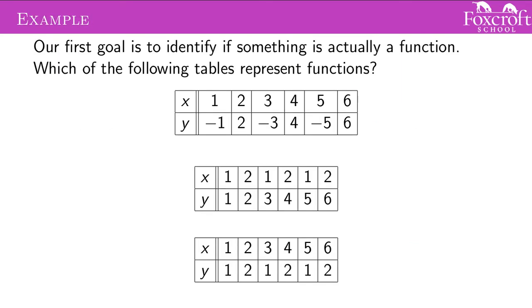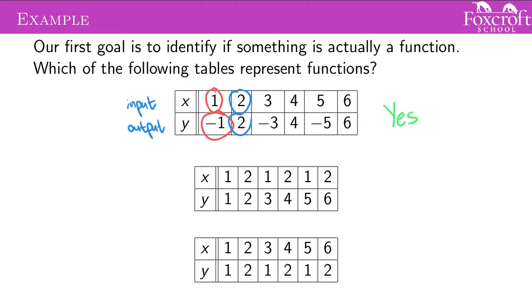All right, so the first thing we want to do is be able to identify if something is actually a function. Keep in mind that our inputs are x's and our outputs are y's. So we want to say, if I put in one thing, do I only get out one thing? In this top one, I put in 1 and I get out -1. That's fine. I put in 2 and I get out 2. That's also fine. I just keep getting out one thing. I put in 3, get out -3, and so on. All right, so this one seems like a function. This one is yes, because for every single value I put in for x, I just get out one value for y.